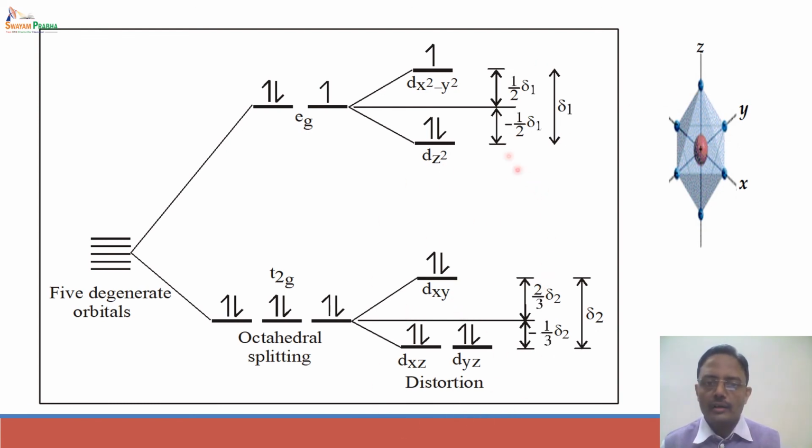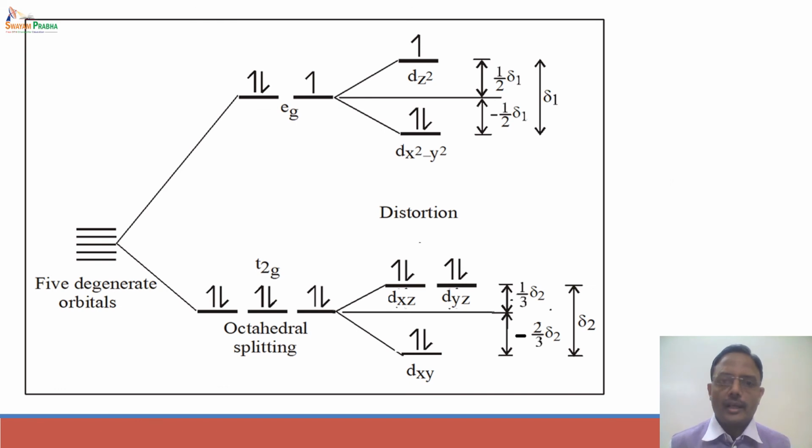Now if we calculate the total net loss or gain of energy, there are 2 electrons in dz2 and 1 electron in dx2-y2. As a result, there is a net release of energy by a factor of 1/2 delta 1, and hence this acts as a driving force for distortion, and definitely distortion will take place in order to release this much energy. This is called Jahn-Teller distortion.